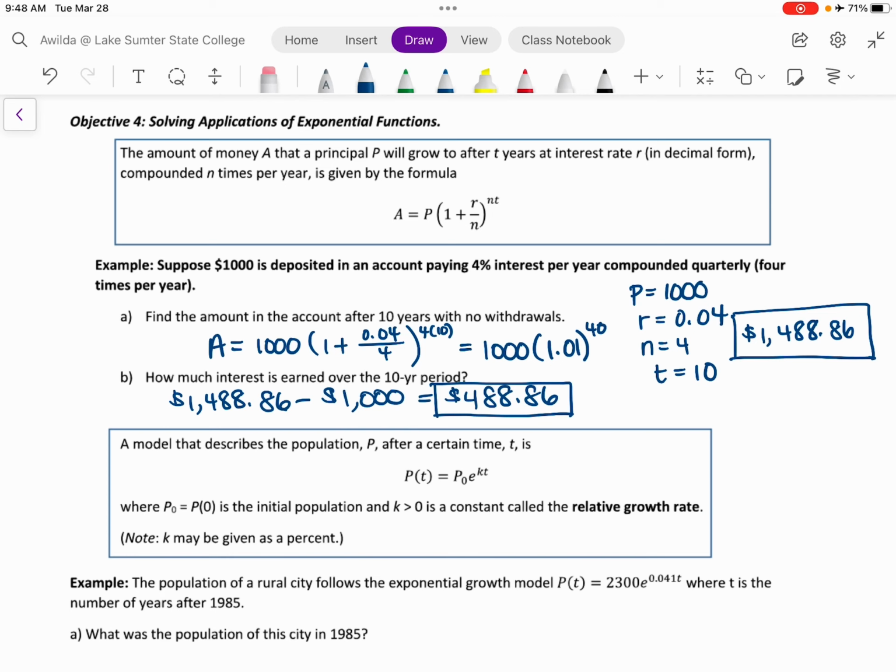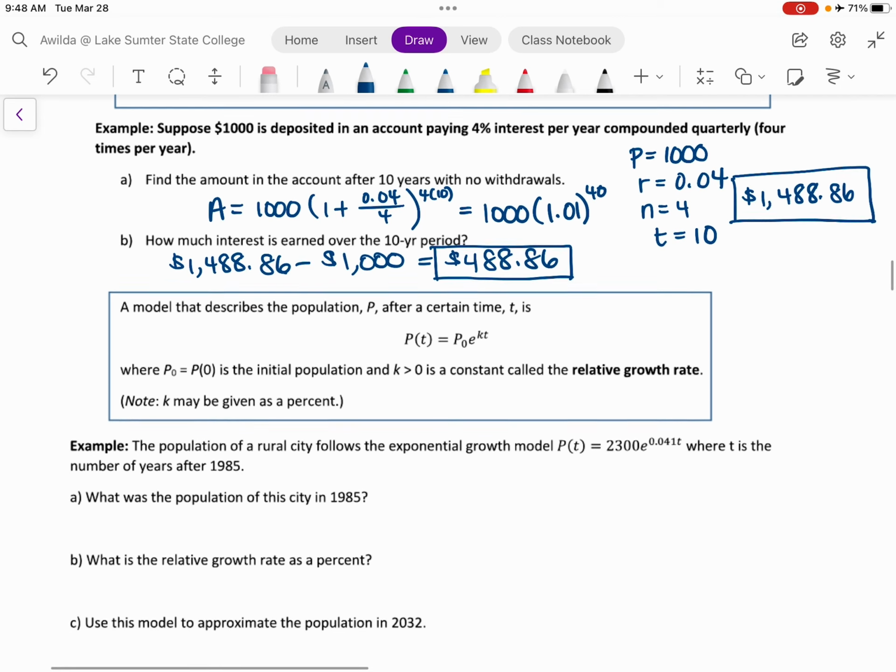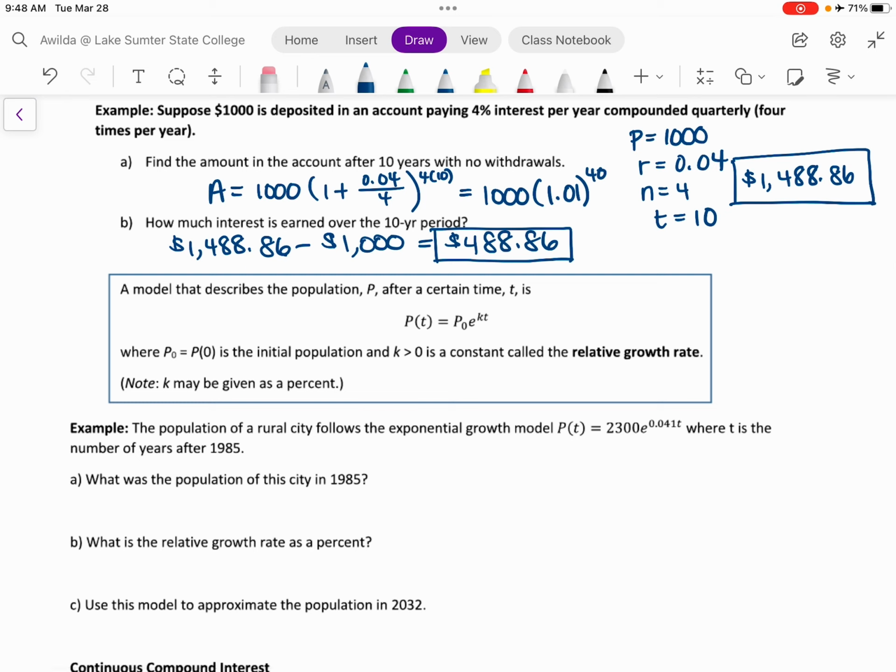The next application of exponential functions has to do with growth. Not necessarily financially, we see this more in science applications. For example, a model that describes the population P after a certain time T is given by the following equation. P of T is equal to P naught, so that 0 is a subscript, times E raised to the K times T power. Here, P naught is the initial population, the starting population. K is called our relative growth rate, and it must be a positive number.